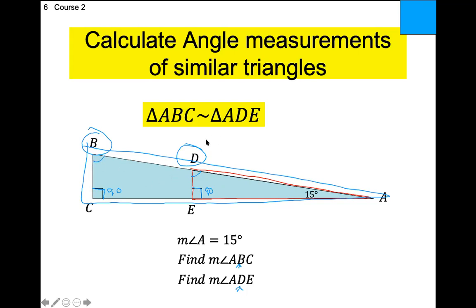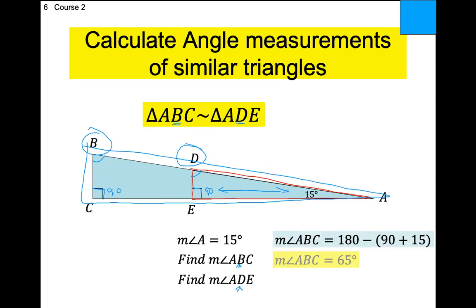And by the way, B and D are exactly the same. They're the middle letter of our similarity statement. So therefore they are corresponding, they are congruent. Find one and you got the other one. So I don't care which triangle you use, I'll use the red one. We have two angles right here, 15 and 90. So 15 plus 90 is 105, and 105 subtracted from 180 is 65.